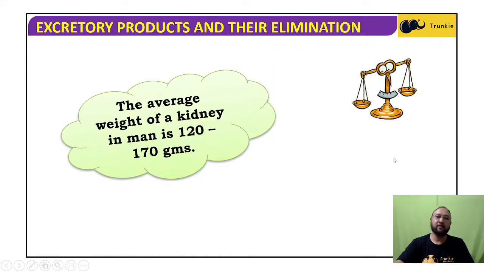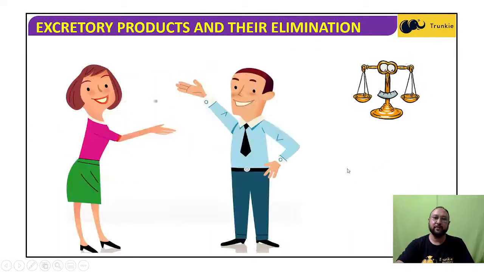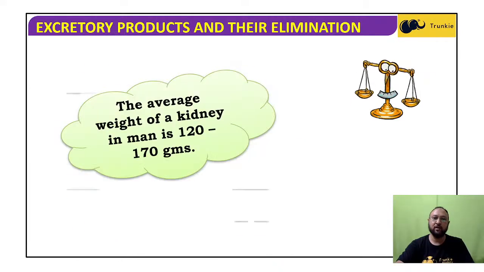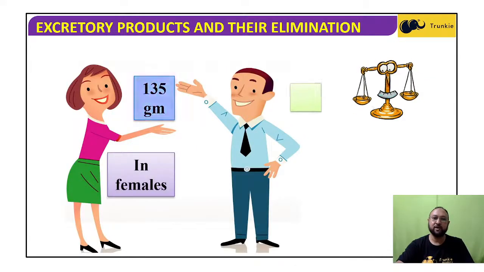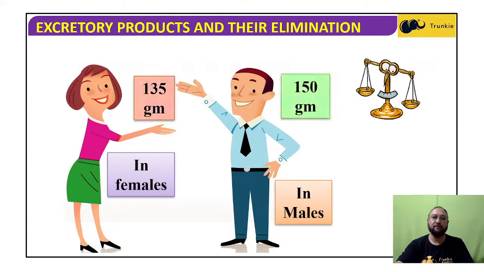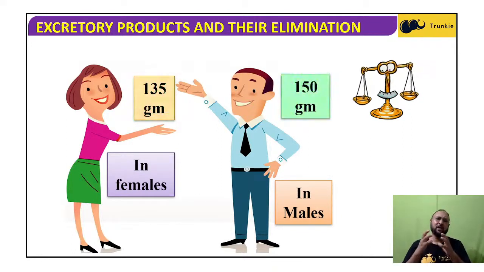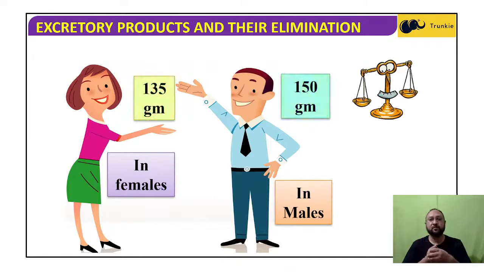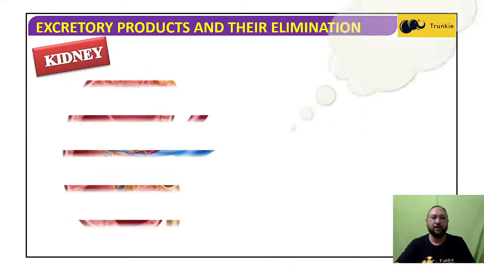The average weight of a kidney in man is about 120 to 170 grams. In females it is about 135 grams, and in males about 150 grams. So it is a little bigger and heavier in the case of males.